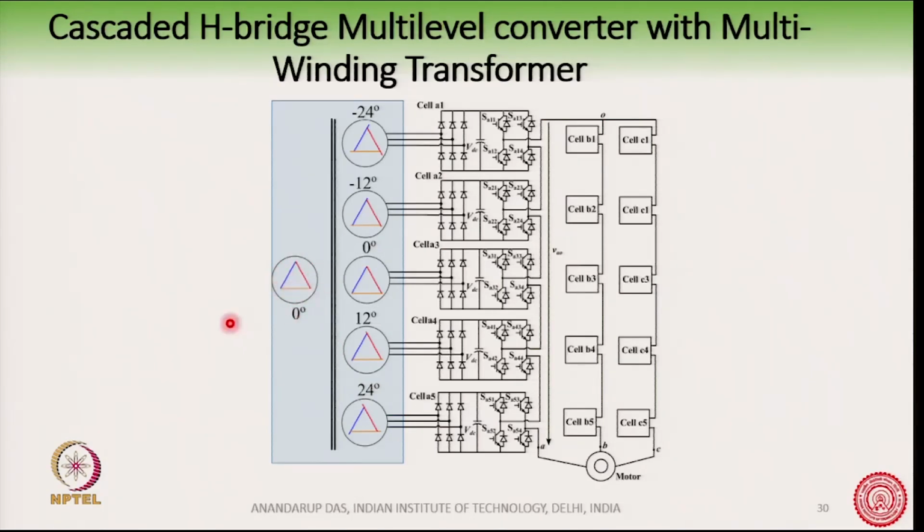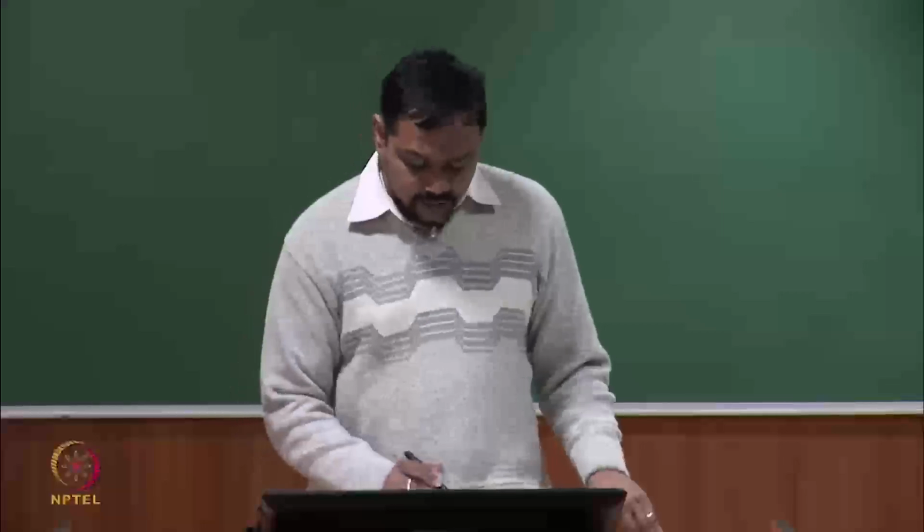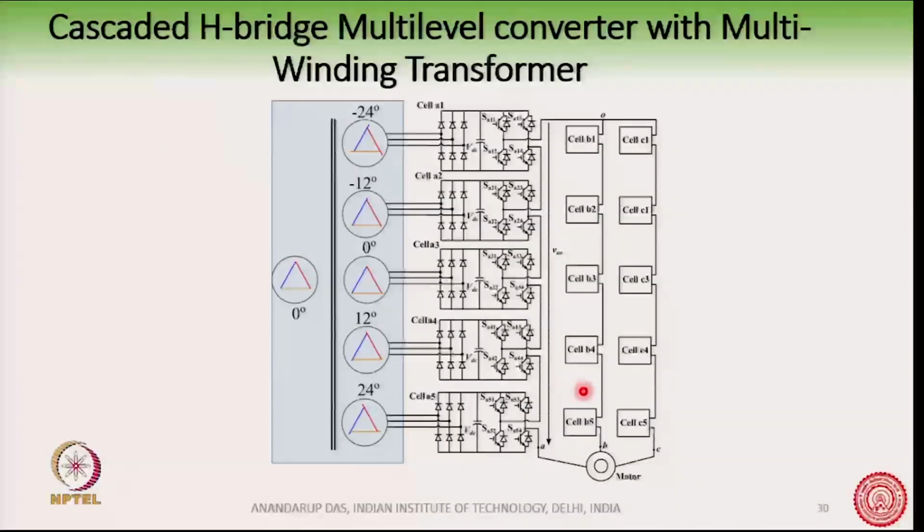Okay. One advantage of having an extended delta is that if there is any unbalance, that unbalanced current can flow inside the delta. Okay. The third harmonic or triplen, the zero sequence current, can flow inside the delta winding, but here you can see there are 5 windings: 0 degree, minus 12 degree, minus 24, 12 and 24. Okay. So, this is one of the possibilities of making the connection of a cascaded H-bridge.